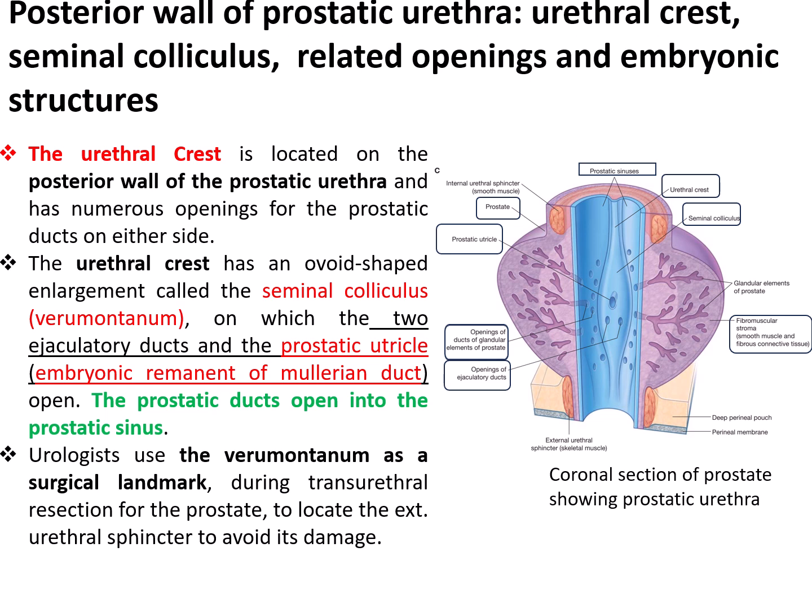As I mentioned, the prostatic urethra within the prostate has a dilated part called the urethral crest, which is found in the posterior wall of the prostatic urethra, and there is an enlarged part of this crest called the seminal colliculus, also called the verumontanum. This seminal colliculus receives the opening of two ejaculatory ducts and the prostatic utricle. The prostatic utricle is an embryonic remnant of the Mullerian duct.